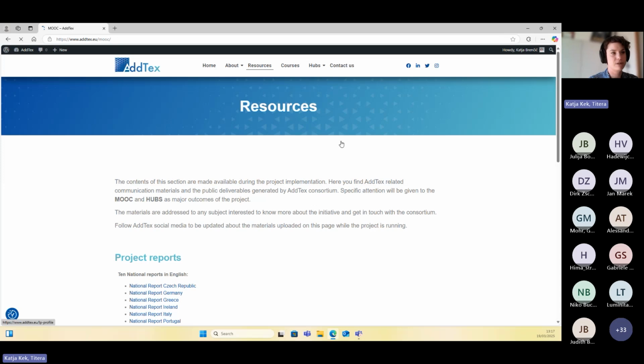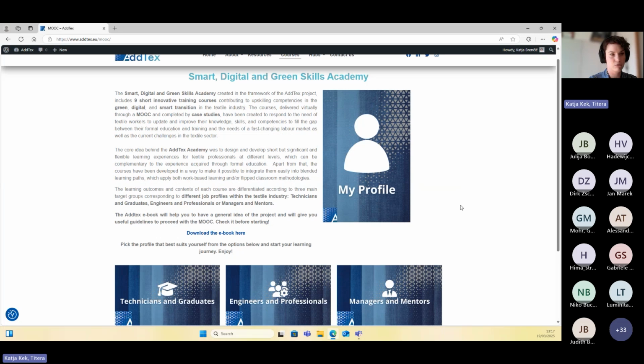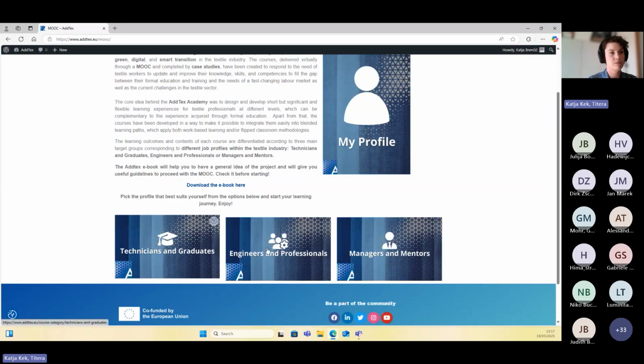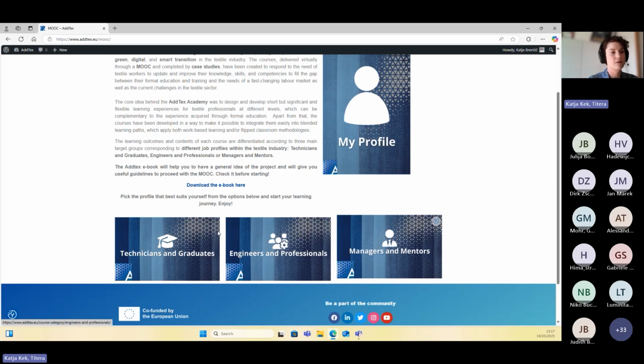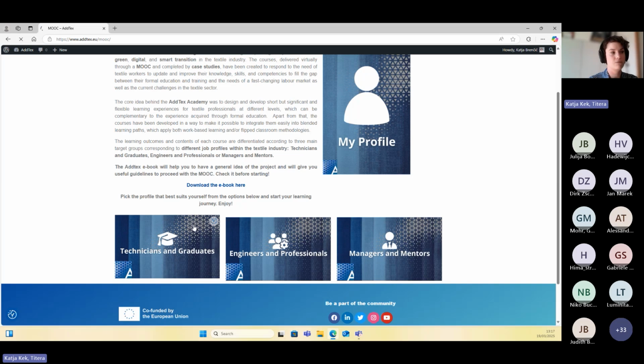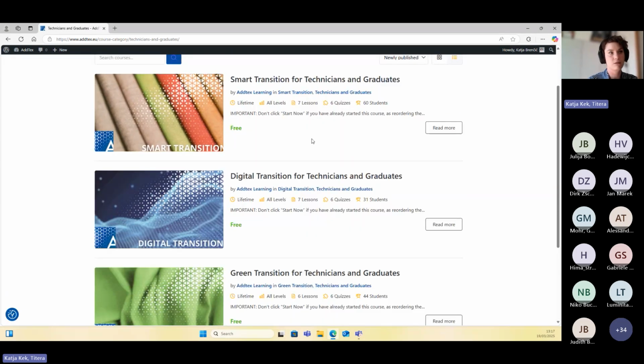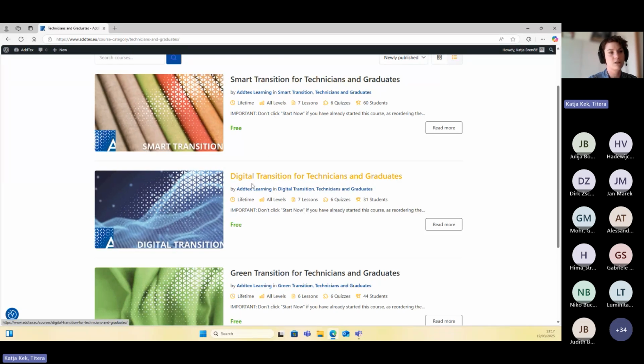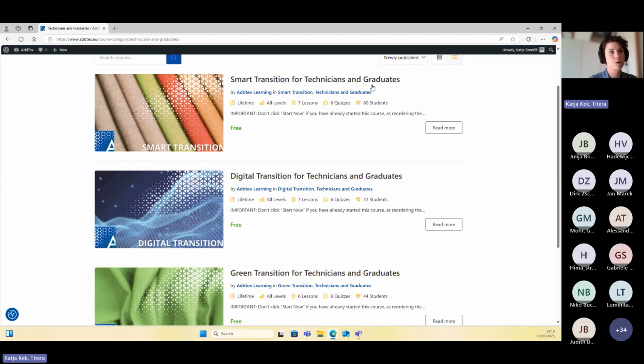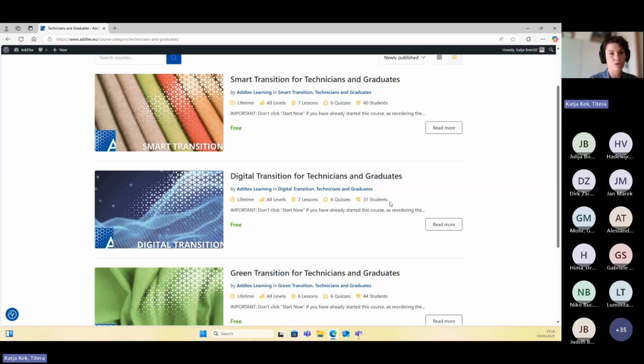as mentioned before in my presentation, we have developed educational programs for different target groups. Those are technicians and graduates, engineers and professionals, and managers and mentors. And you can enroll in any of it, regardless of whether you fit under technician or under manager. You enroll and you have 3 different topics that are run in parallel, which means content on smart transition, content on digital transition, and content on green transition. Each of those courses has 7 lessons or 6 or 8, depends, and is equipped with quizzes. And also what you can track is how many people already enrolled in the program which you're interested in.